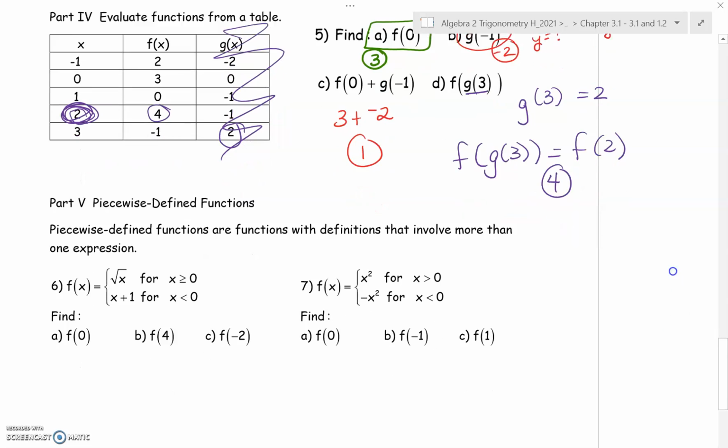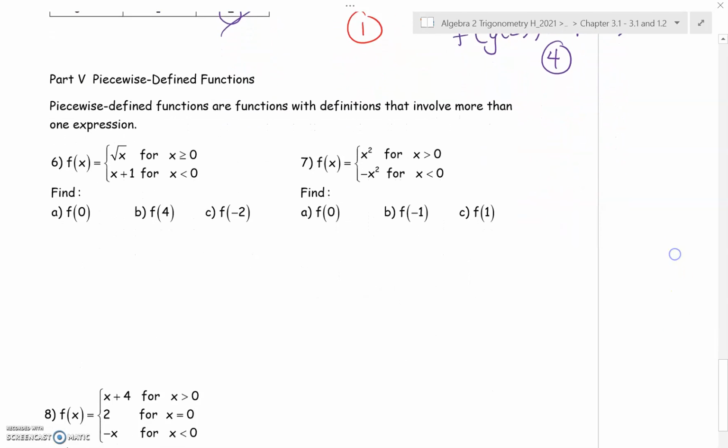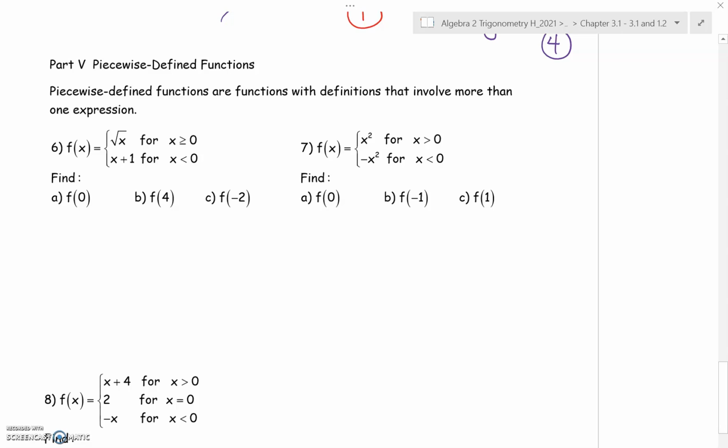Okay, so hopefully we understand how to think about functions and function notation with tables and equations. But now we're going to look at something called a piecewise defined function. A piecewise defined function has a definition that involves more than one expression. So for number 6, notice I'm telling you that f of x is radical x for values of x greater than or equal to 0, but f of x is x plus 1 for values of x less than 0.